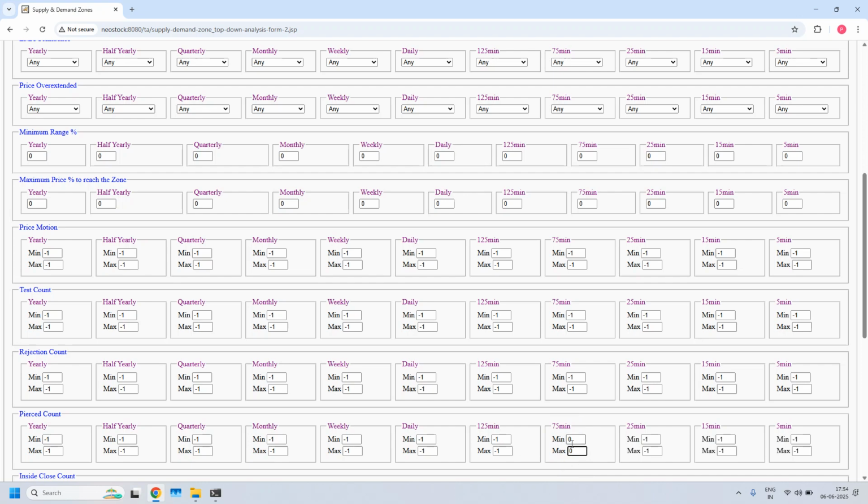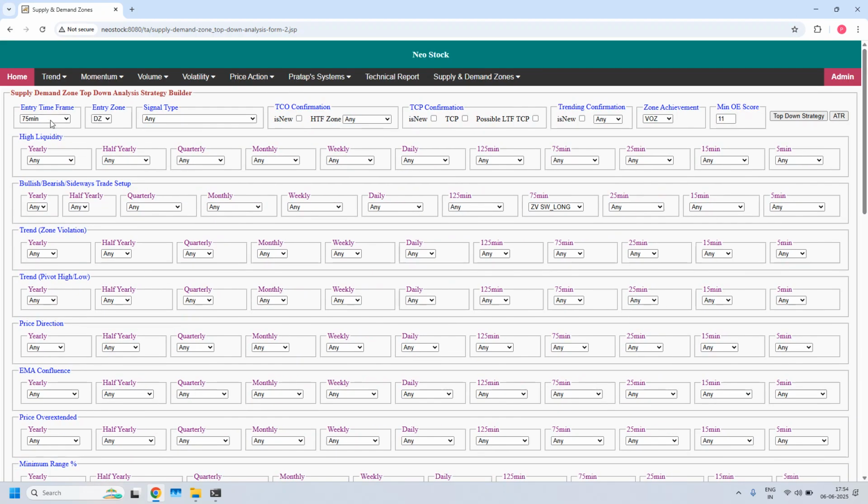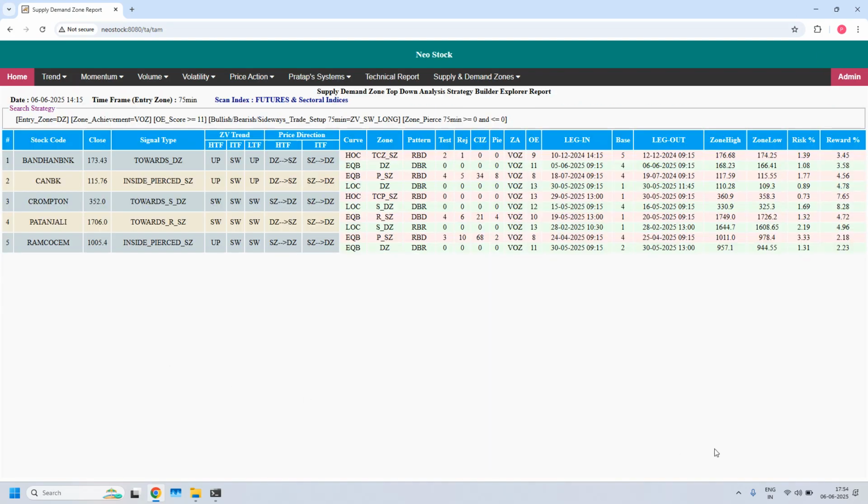Pierced count 0 means the zone is not pierced. Which zone? Whatever you select here. We have selected 75 minutes demand zone, so all the 3 filters are applied to the 75 minutes demand zone. Let's filter. We got 5 stocks supporting sideways long trade setup.